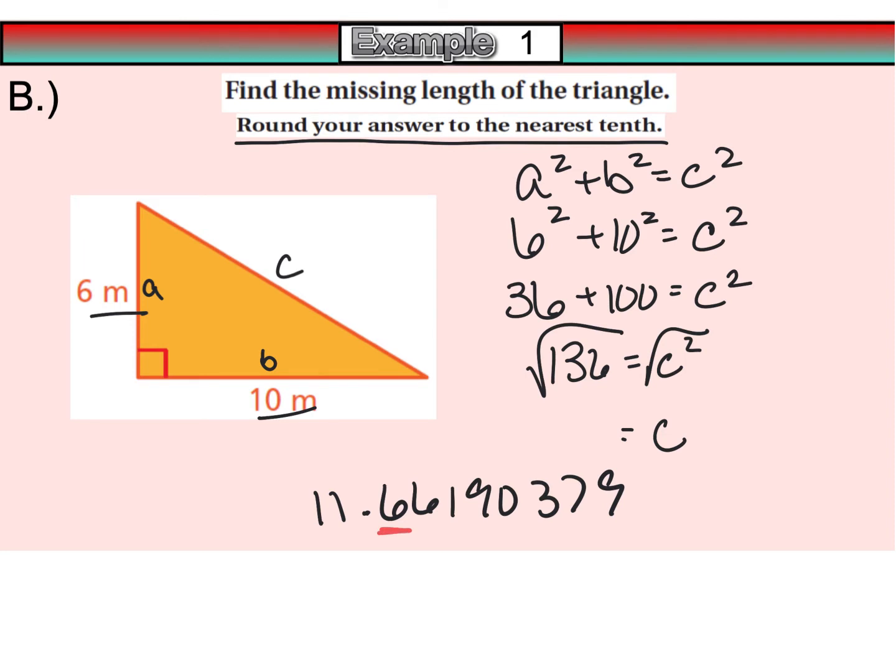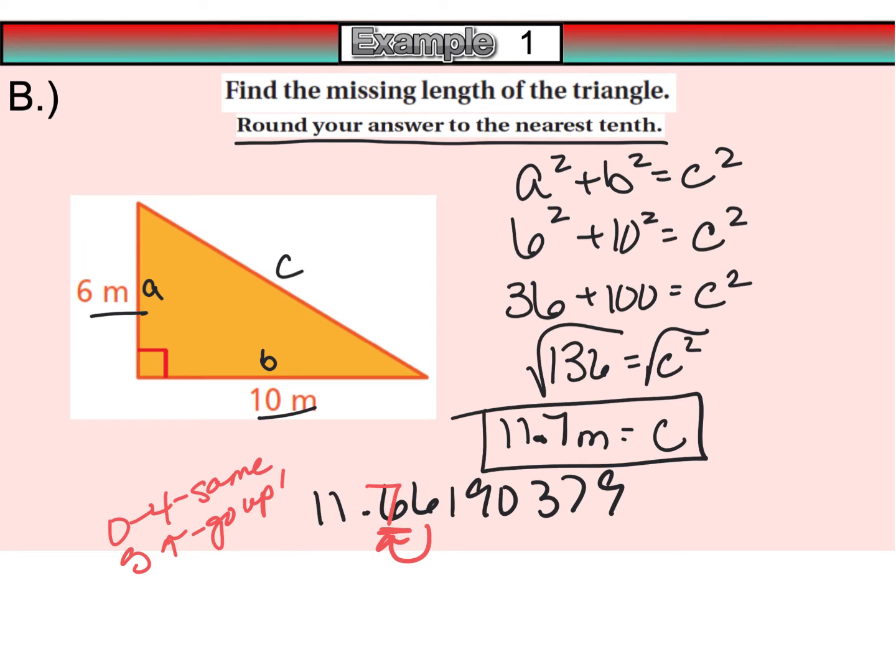Here's my tenth spot. What does this 6 do to that 6? 0 through 4, it stays the same. 5 and up, you go up 1. So now instead of 6, this would be a 7. So my answer is 11 7/10 meters. And there's my answer.